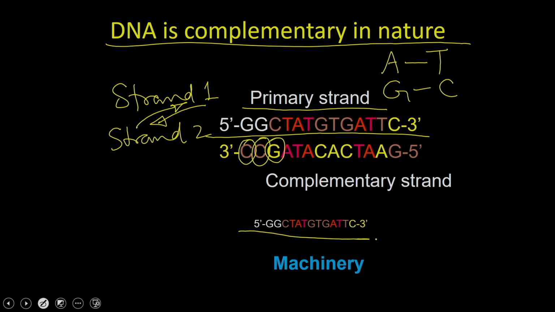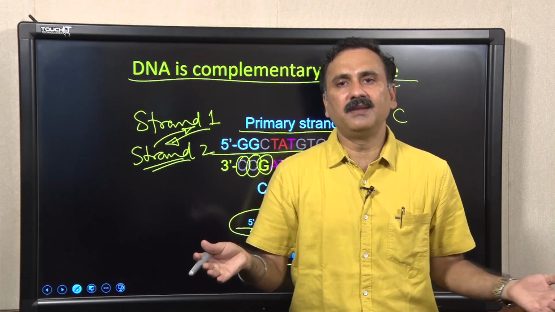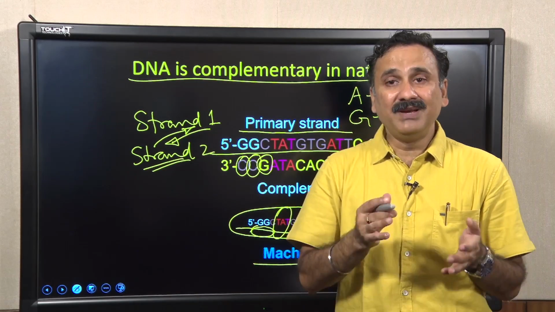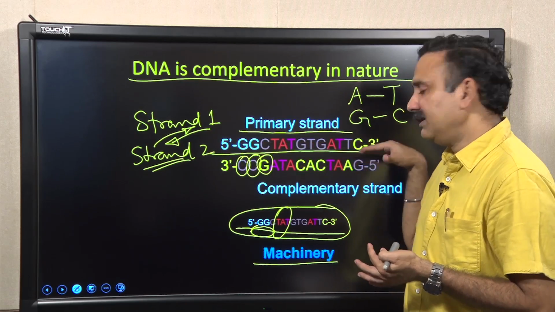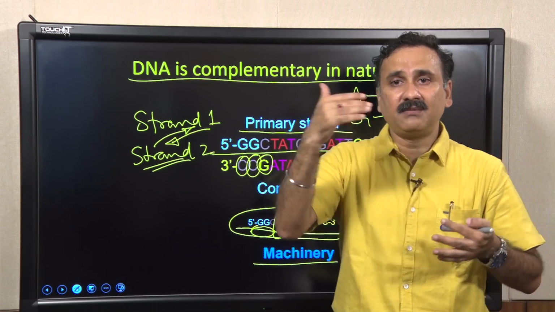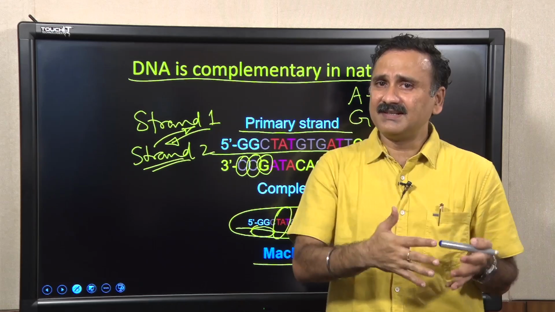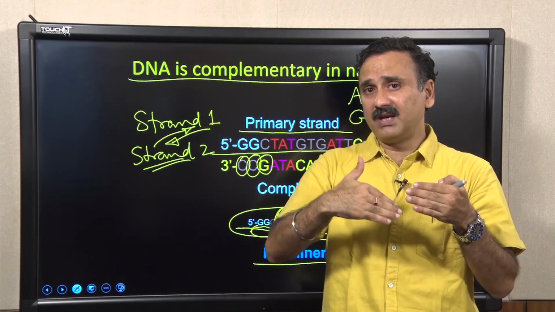For example, if I have this particular sequence and I want to synthesize strand 2, I can simply attach a short nucleotide sequence and then add the machinery. That machinery is going to synthesize the complementary sequence, which means I am looking for a machinery which can recognize this DNA sequence and understand that the DNA is complementary in nature.